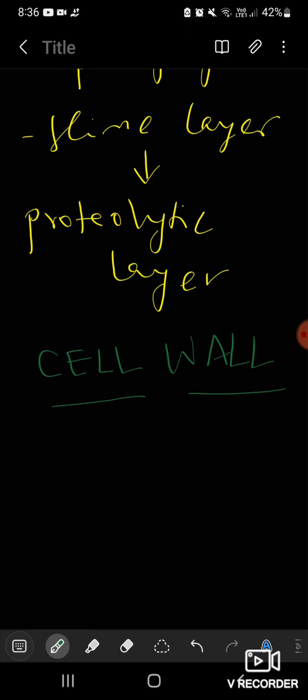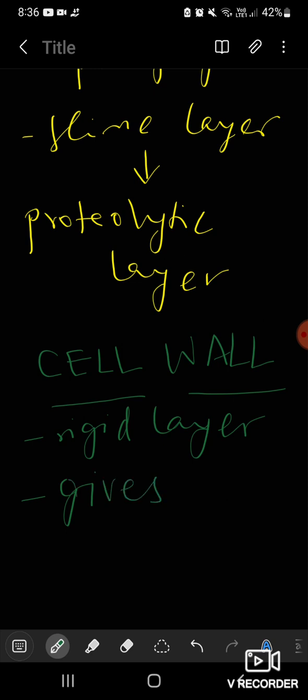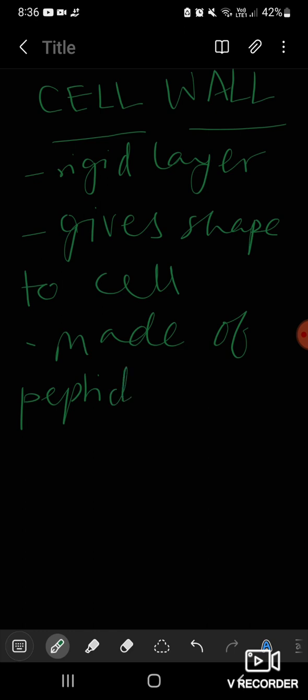So it is a rigid layer that gives shape to the cell and it is made of peptidoglycan, which is surrounded by the plasma membrane.